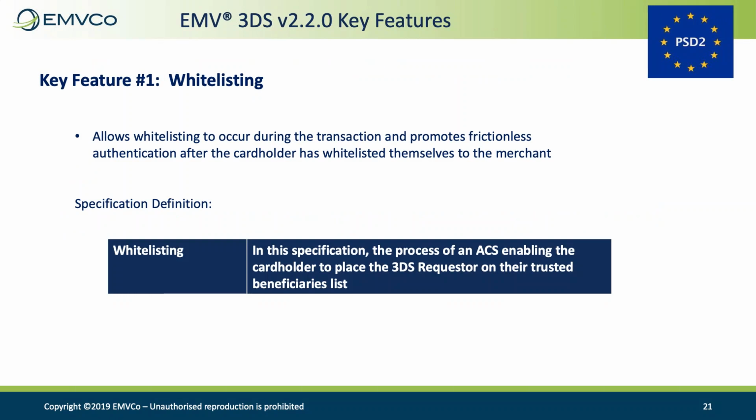I discussed previously that we do have now support for whitelisting in version 2.2.0 of the specification. This key feature allows whitelisting to occur during the transaction and promotes frictionless authentication after the cardholder has whitelisted themselves to the merchant. The specification definition of whitelisting is the process of an ACS enabling the cardholder to place the 3DS requester on their trusted beneficiaries list.